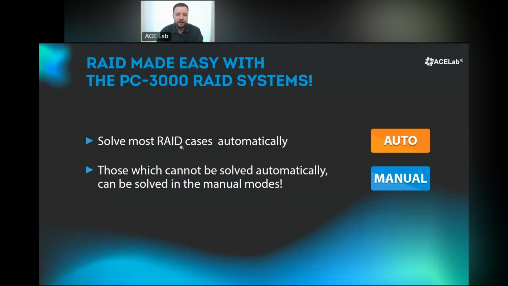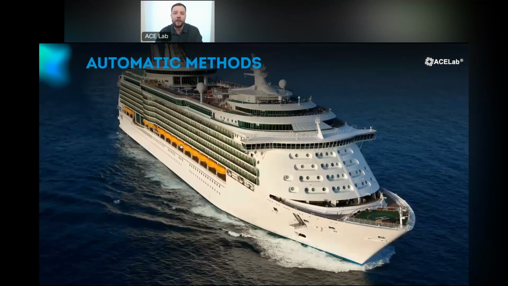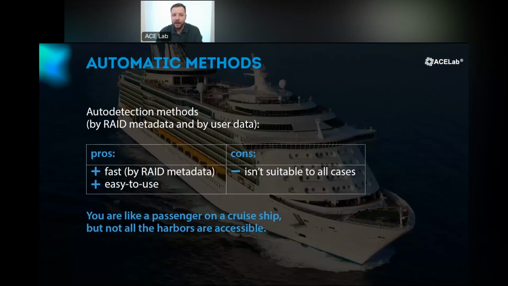So let's talk about the automatic methods. Automatic methods are very nice and cool. Why? It looks like a journey on a cruise ship. Everything is done for you. Just press a button and relax. So, automatic by metadata, what are the advantages? At first, it's fast if you talk about auto detection by RAID metadata, and it's very easy to use. But what is the main disadvantage?